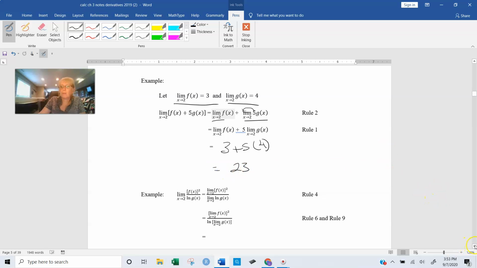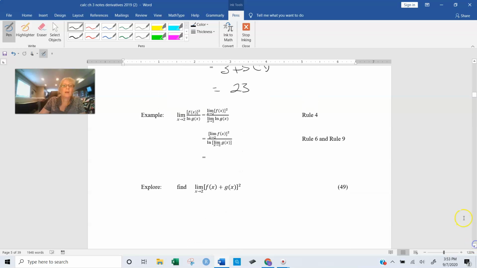Okay, let's go here. So here's a couple. I've got a power and I've got a natural log. So I can do the limit of each of them individually, which is what I want to do. Now I don't want to square the function first because that's too hard. So I'm going to take the limit of the function and then square it. Very different. So the limit of f of x is, my page, 3.